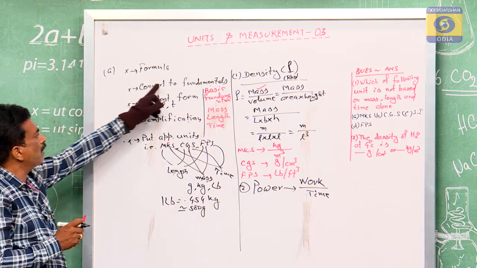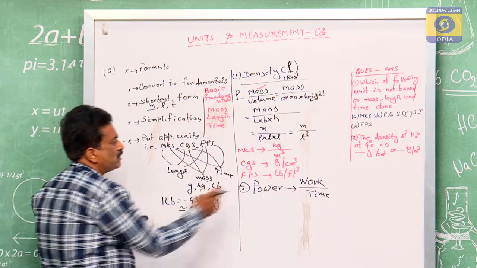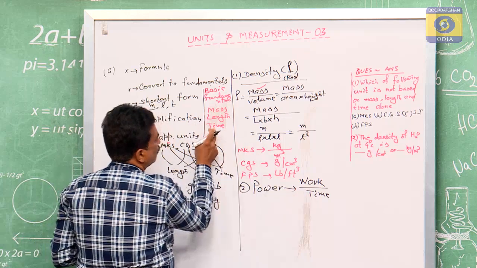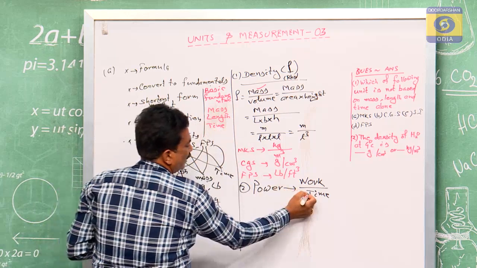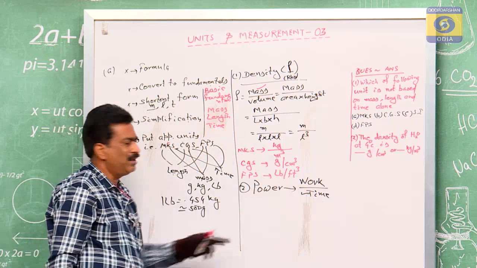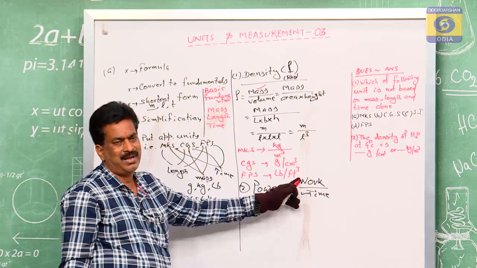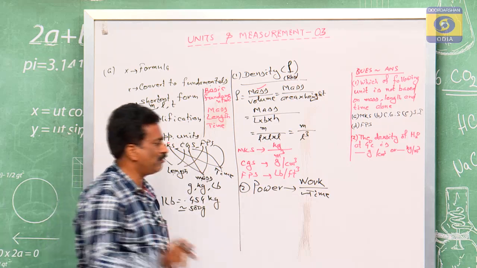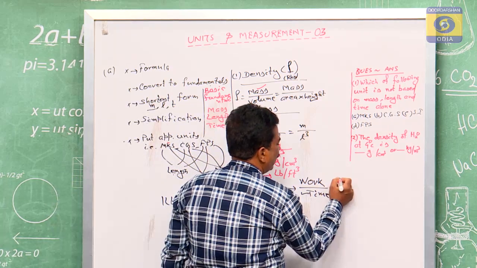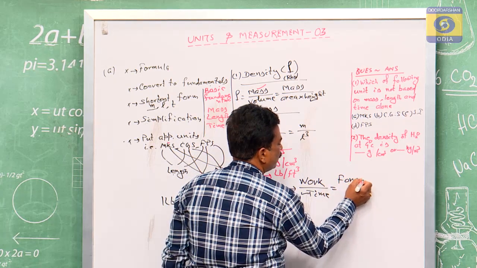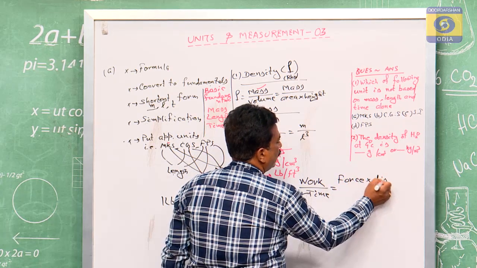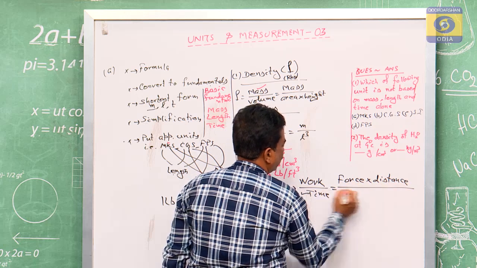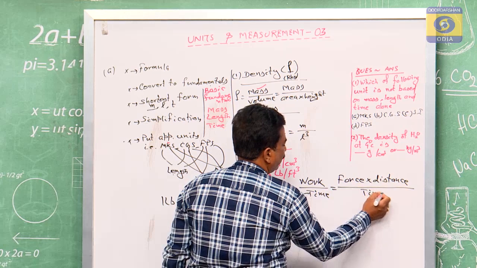The second step is to convert to the fundamental. You see, the work is not in the basic fundamental, while the time is already in the basic fundamental. So how do you convert work into the fundamental? Think, what is the formula for work? That is force into distance. W is equal to Fs. The time remains as such.